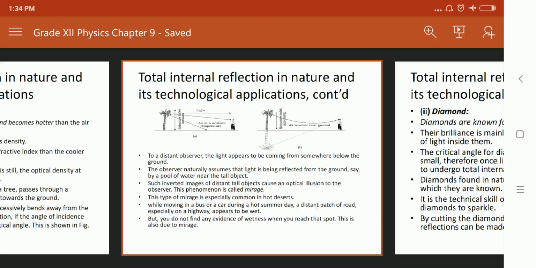This type of mirage is common in hot deserts. While moving in a bus or a car on a hot summer day, a distant patch of road on a highway can appear to be wet, but actually there is no evidence of wetness at that particular spot. That is also due to the mirage.